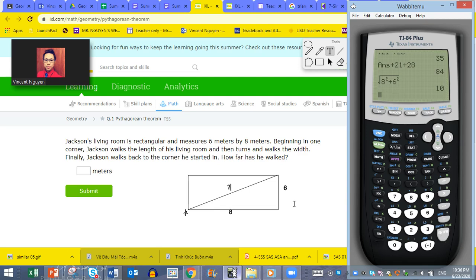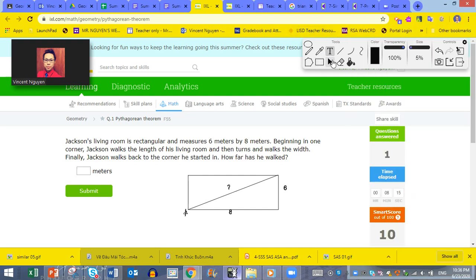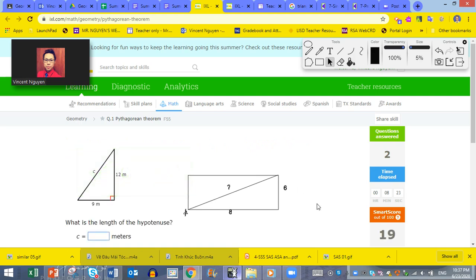Now that 10 is only for the hypotenuse. You've got to add 6 and 8 to it, and you're going to get 24. So I'm going to go back to my problem here and type in 24. Okay, 24 meters. Enter. Right? Yeah. Okay. All right. So here's another Pythagorean theorem.